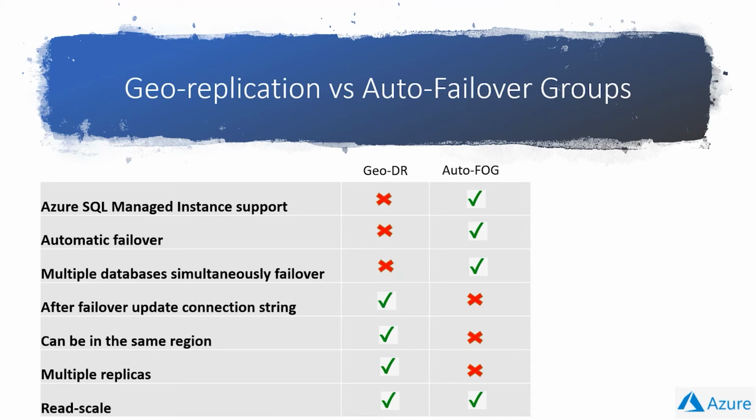In the case of auto failover groups, we provide these listener endpoints, and they remain unchanged during the failover. So basically, when the failover happens, the listener endpoint doesn't change. You don't have to change the connection of your application or anything. It will remain the same. It will just be pointing to the new primary.